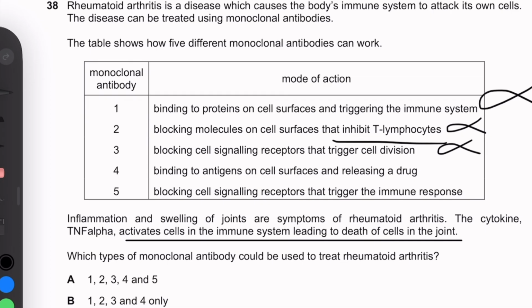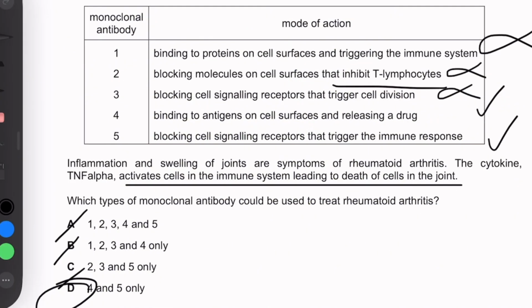Binding to antigens on cell surfaces and releasing a drug. This could potentially work depending on the kind of drug. And then blocking cell signaling receptors that trigger the immune response. I would totally do this. This is exactly what we should be doing. Okay, which types of monoclonal antibody could be used to treat rheumatoid arthritis? I would cancel any options with 1 and 2 specifically, and this leads us to the last option, which is 4 and 5 only.